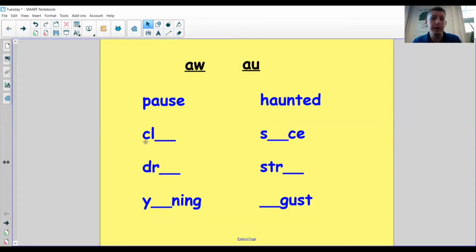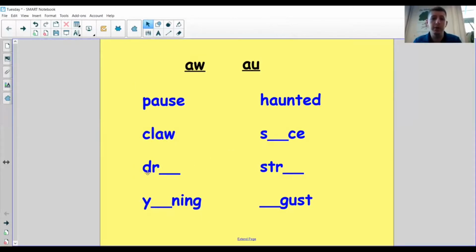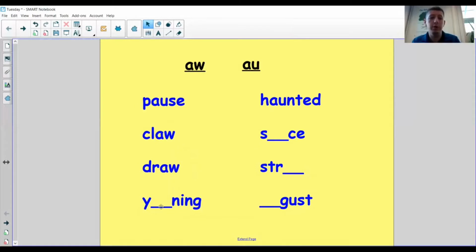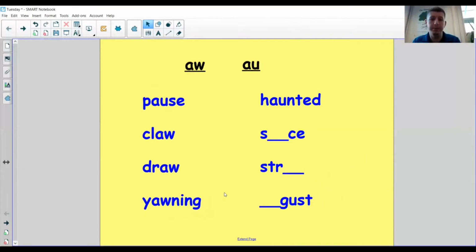So we have this word here, claw, like a claw. So we've got AW for that one. We've got draw, as in draw a picture. We've then got yawning, as in oh, I'm so tired, I'm yawning. Again, that is an A and a W for yawning.